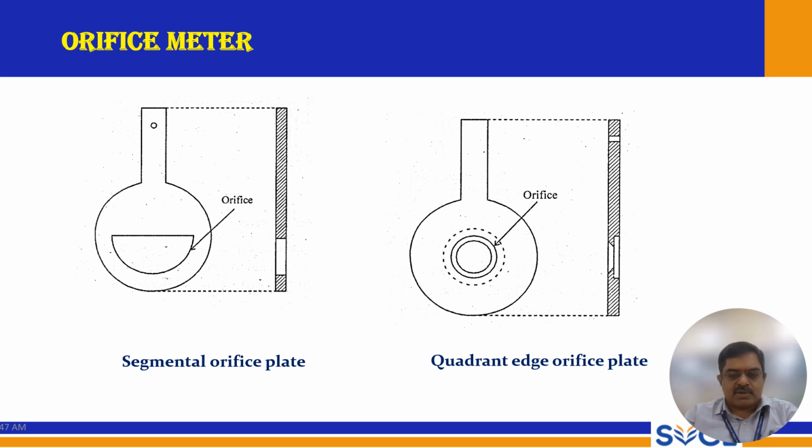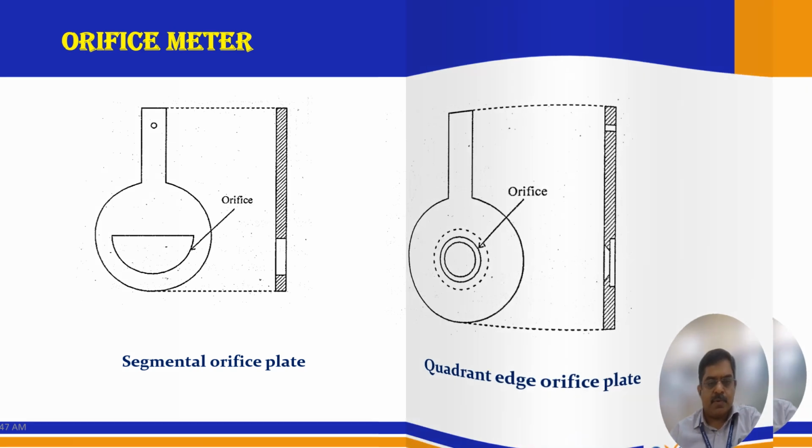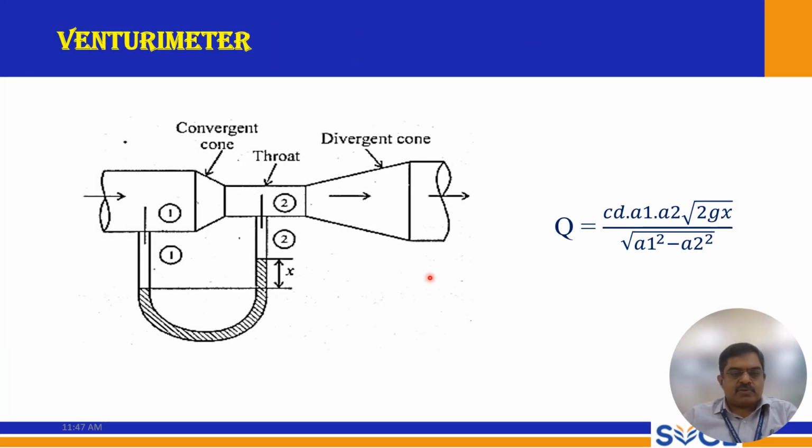Another one to measure the flow is the venturi meter. It is a very popular device. So here this is the venturi meter, and this is the pipe, and the pipe is converged like this. This is known as the convergent cone, and this is known as the divergent cone. In between you have the throat, and the same manometer is used here to measure the flow, and this is another setup to measure flow.